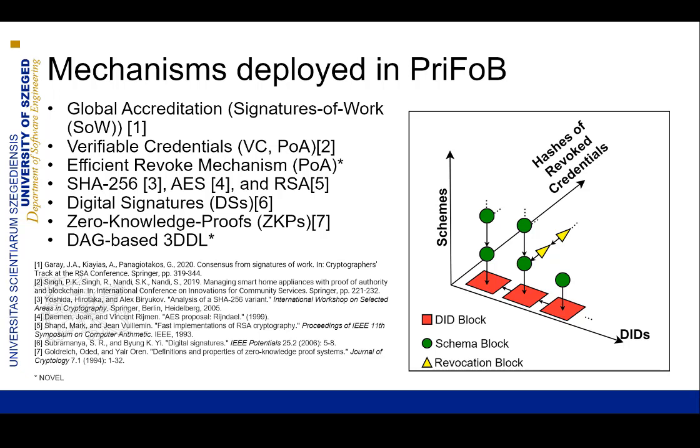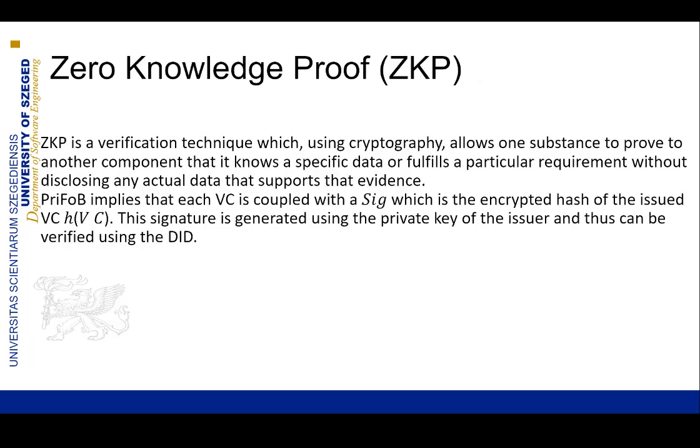In the first dimension, we save DID blocks. In the second dimension, we save schema blocks. And in the third dimension, we save revocation blocks. Regarding the zero-knowledge proofs, this is a verification technique which, using cryptography, allows one component to prove to another component that it knows specific data or fulfills a particular requirement without disclosing any actual data that supports that evidence.